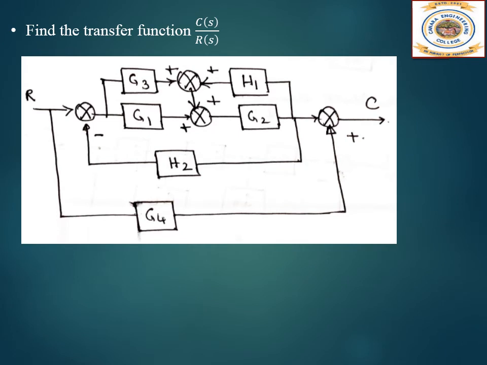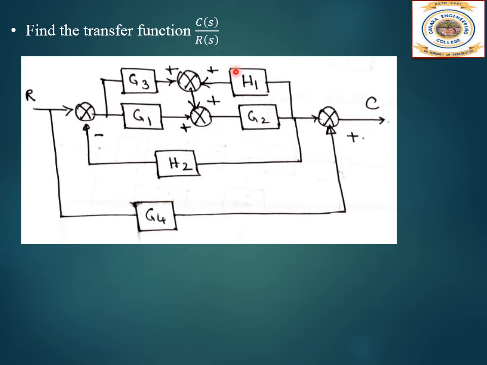So here also we need to find the transfer function. First, again as usual, let us analyze how the connections are, then we will solve the block diagram. First here, G1 and G3, how are they connected? G1 and G3 are parallel, so you can simplify this.